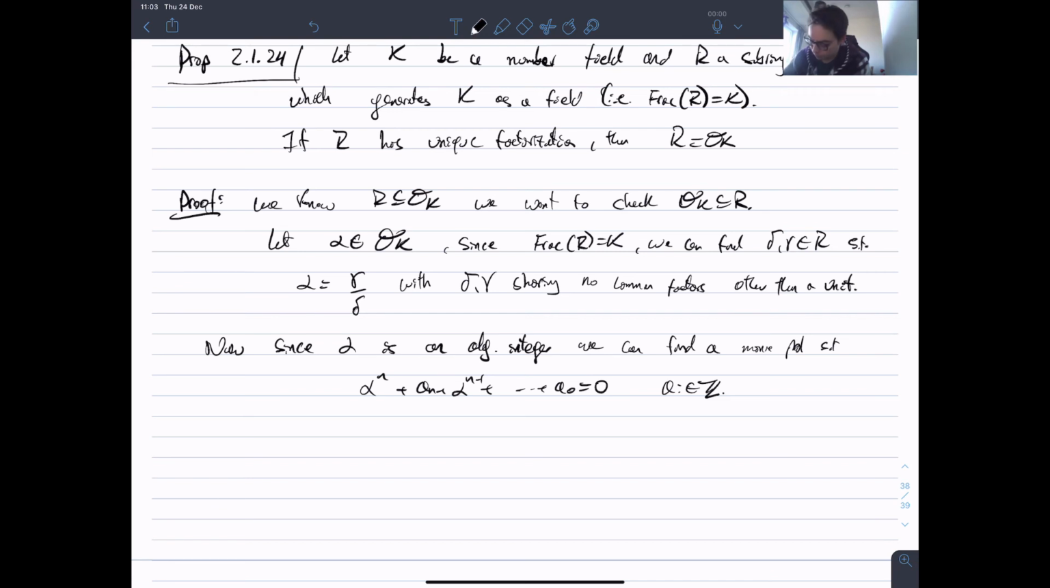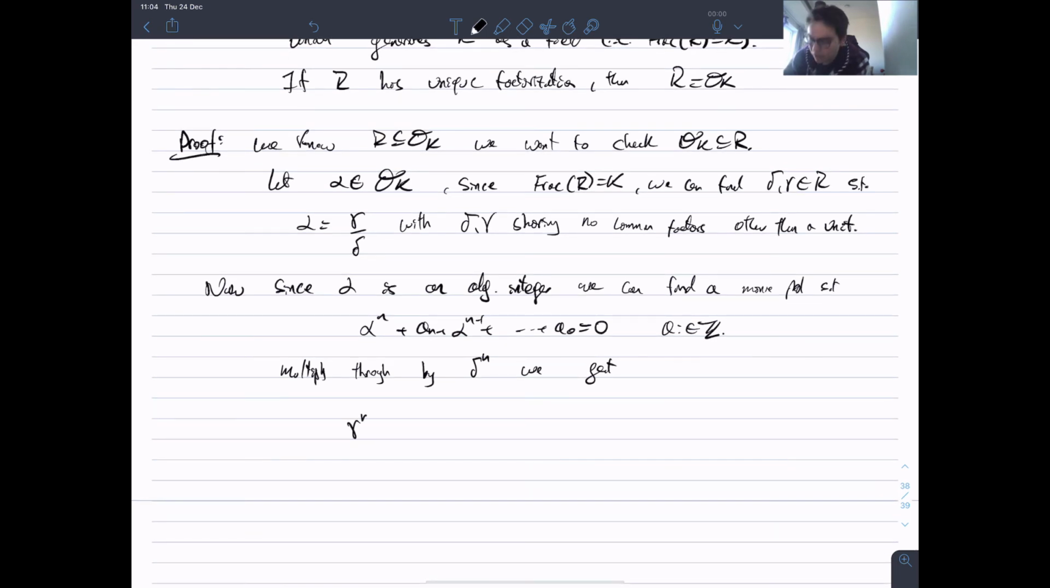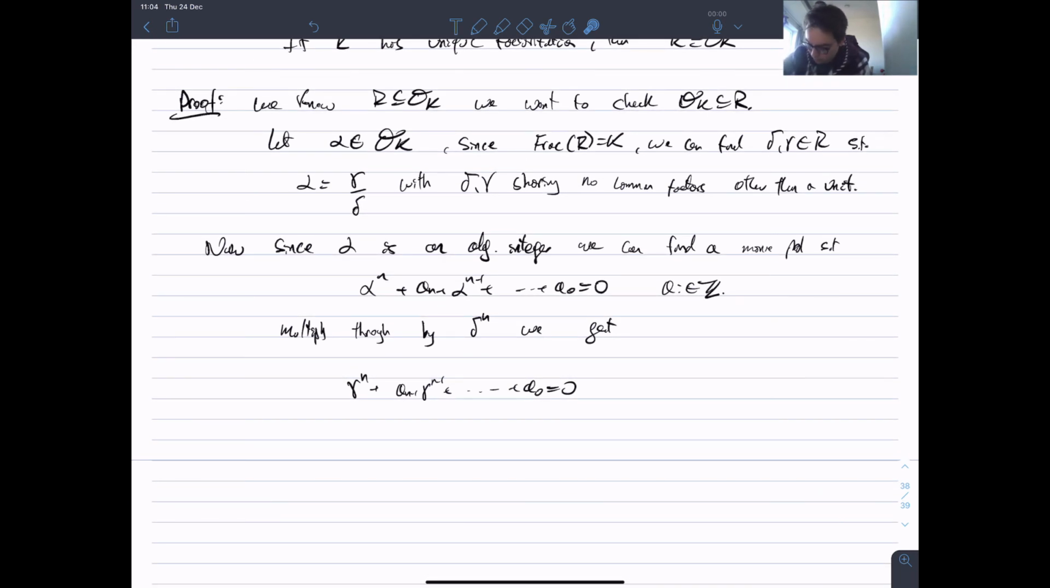So if you multiply through by delta to the n, we get the following. We get gamma to the n plus a_{n-1} gamma to the n minus 1 delta, up to plus a0 delta to the n equals 0. Just replace alpha with gamma over delta. So you have a bunch of over deltas, and now just multiply through by a big enough power of delta. Oh, I made a typo here. So this should be, here you should have one power of delta, and here you have a0 delta to the n equal to 0.